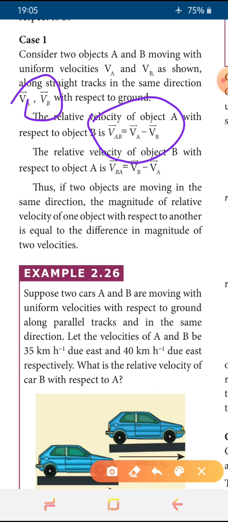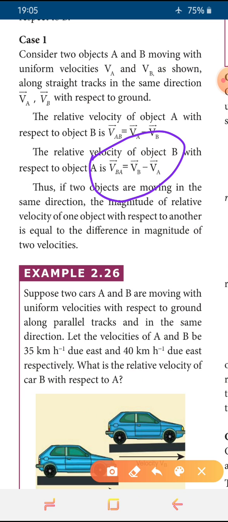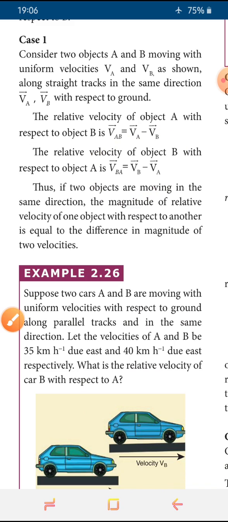Like that, if we ask the same question but change one term, that is the relative velocity of object B with respect to object A, we can write the formula VBA vector is equal to VB vector minus VA vector. Okay, so if two objects are moving in the same direction, the magnitude of the relative velocity of one object with another is equal to the difference in magnitude of the two velocities.